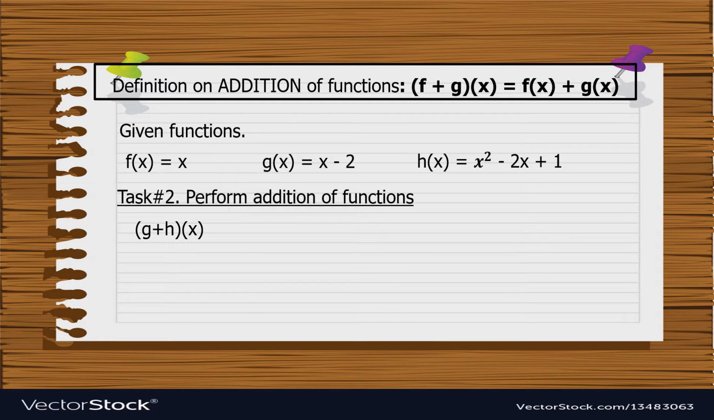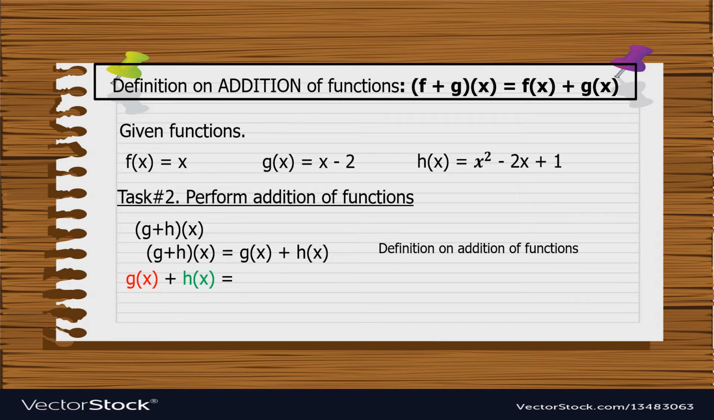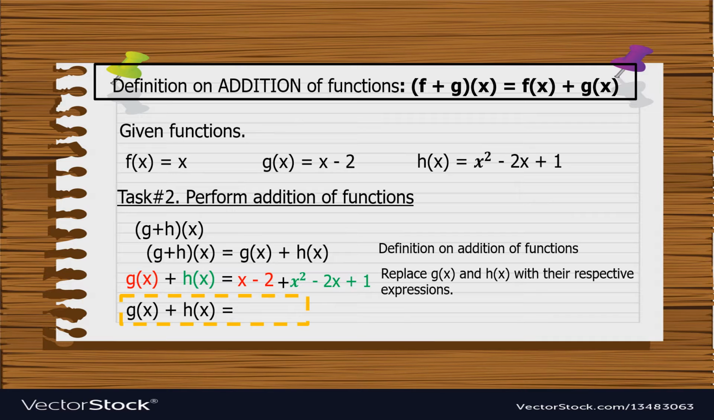Now, you are tasked to find the sum of g of x and h of x. We know that g plus h of x equals g of x plus h of x. Now, g of x plus h of x equals x minus 2 plus x squared minus 2x plus 1. Now, g of x plus h of x is equivalent to x squared minus x minus 1. Simply combine like terms.